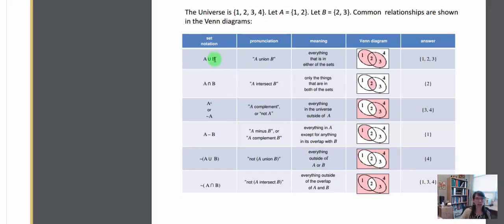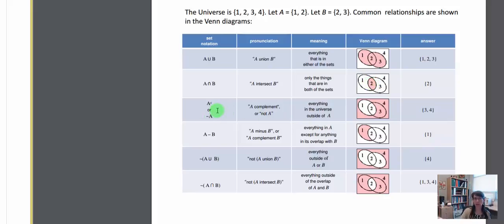And this is just to remind you of the union symbol. A in union with B means everything that is in either of the events. So it's what is in event A, what is in event B, and then anything that is shared also. The intersection A intersect B is only what is shared by the events. So that's the shaded section here, number 2.